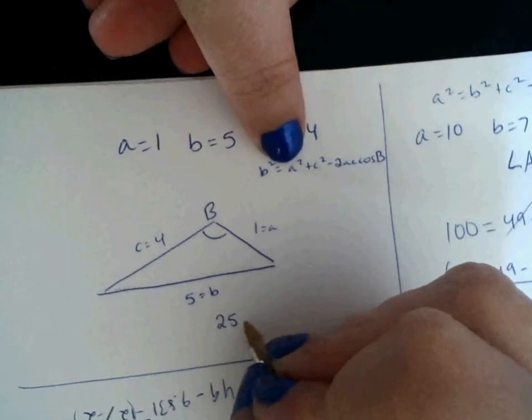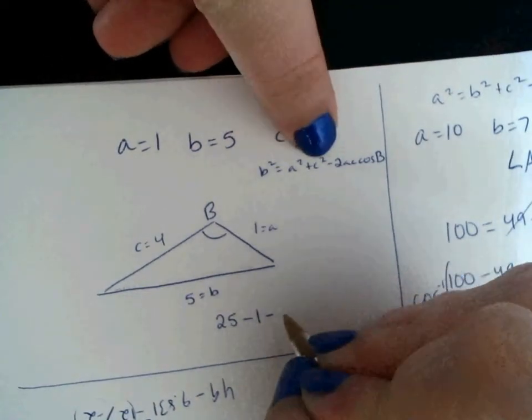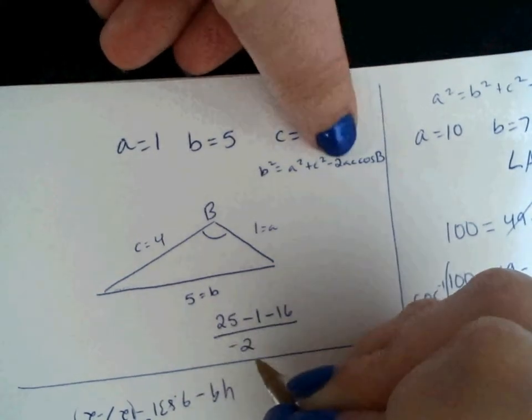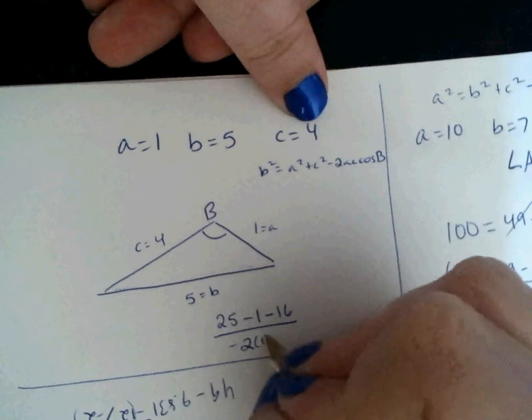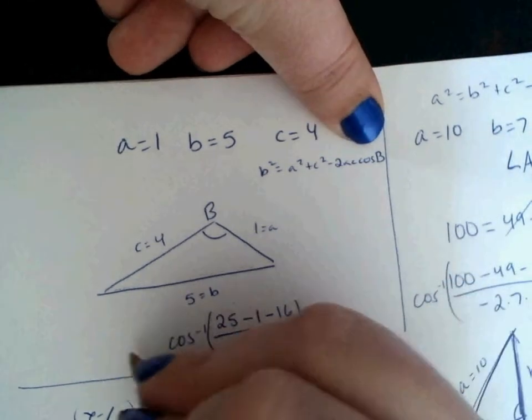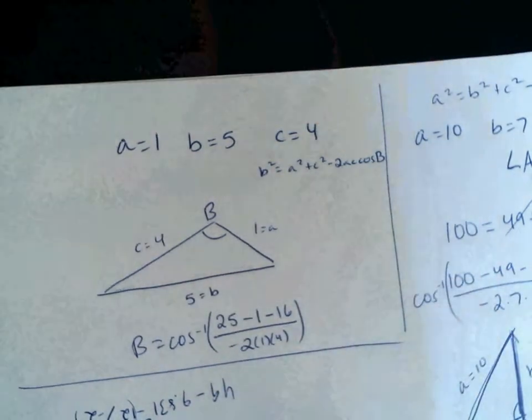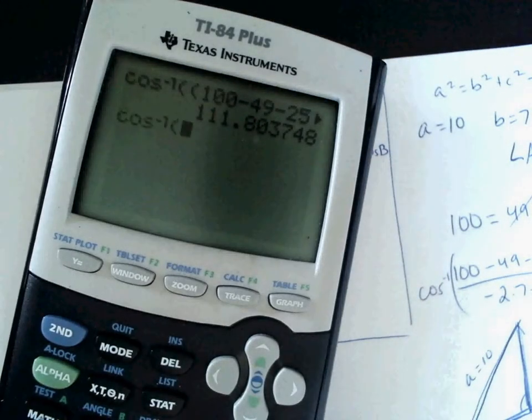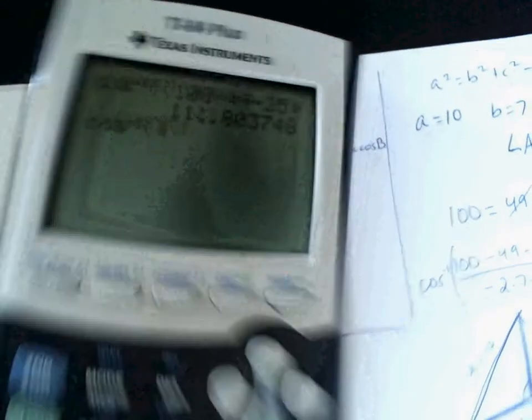So that means B squared, 25. I'm going to subtract A squared, subtract C squared, which is going to be 16, divided by negative 2 times A times C, so 1 times 4. And then take the cosine inverse of that, and that would be angle B. So cosine inverse.